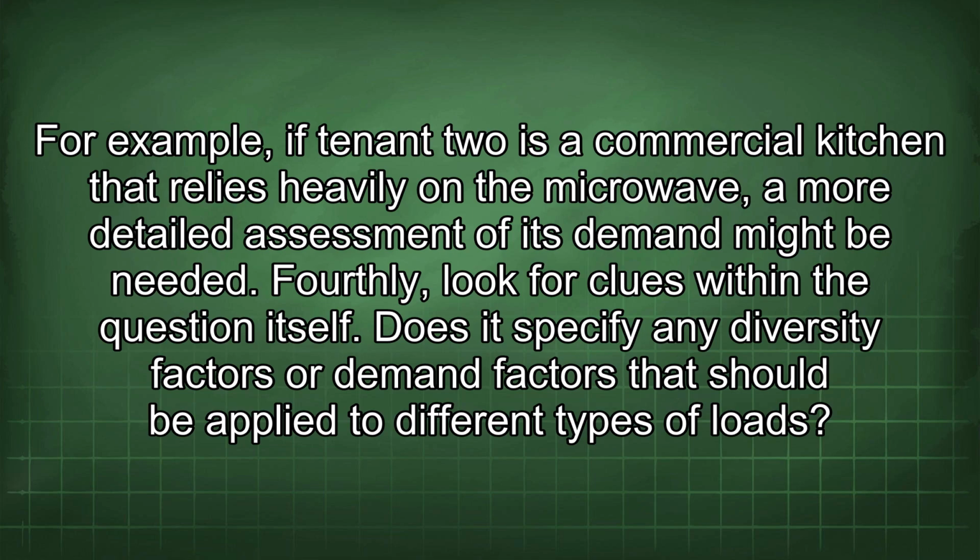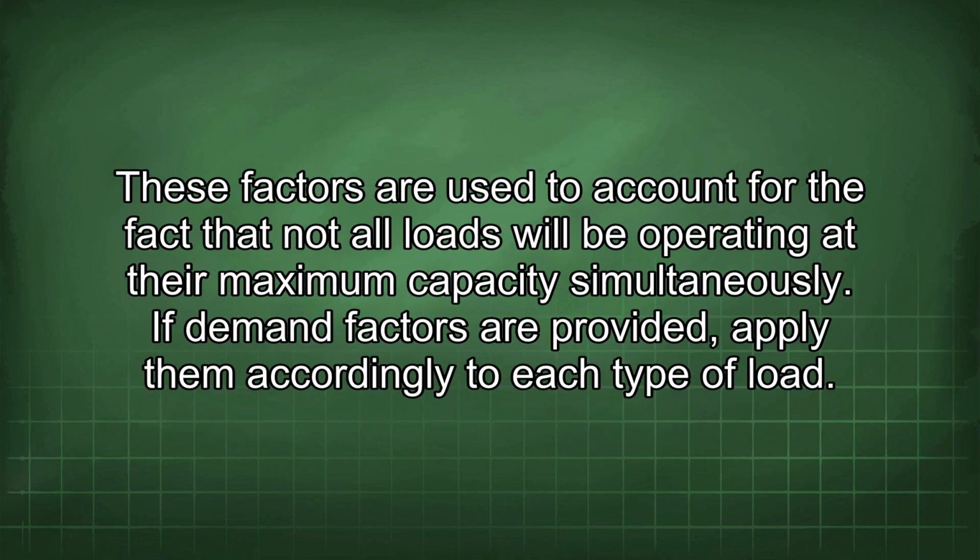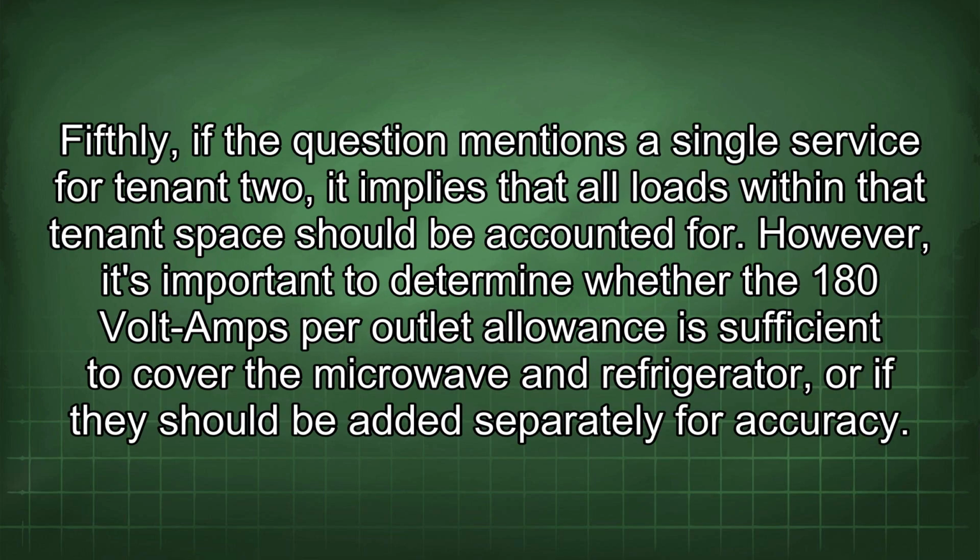Fourthly, look for clues within the question itself. Does it specify any diversity factors or demand factors that should be applied to different types of loads? These factors are used to account for the fact that not all loads will be operating at their maximum capacity simultaneously. If demand factors are provided, apply them accordingly to each type of load. Fifthly, if the question mentions a single service for tenant 2, it implies that all loads within that tenant space should be accounted for. However, it's important to determine whether the 180 volt amps per outlet allowance is sufficient to cover the microwave and refrigerator, or if they should be added separately for accuracy.